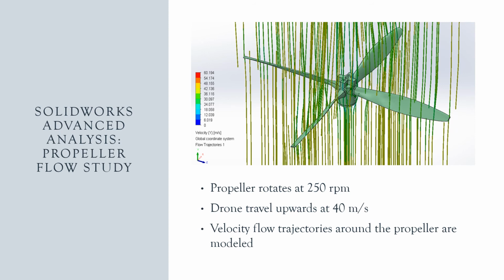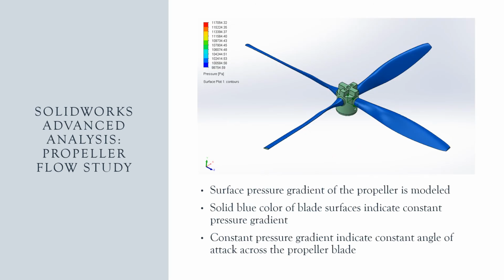Flow studies was the next analysis method selected. For the first part, our group focuses on the propeller flow trajectory. The rotation was set to 250 rotations per minute, and the drone typically travels at a velocity of 40 meters per second. The flow trajectory is then modeled and pictured on the slide. Furthermore, the propeller flow study revealed a constant blade surface pressure gradient, shown in blue. This is further explained by the constant angle of attack across the propeller blade.